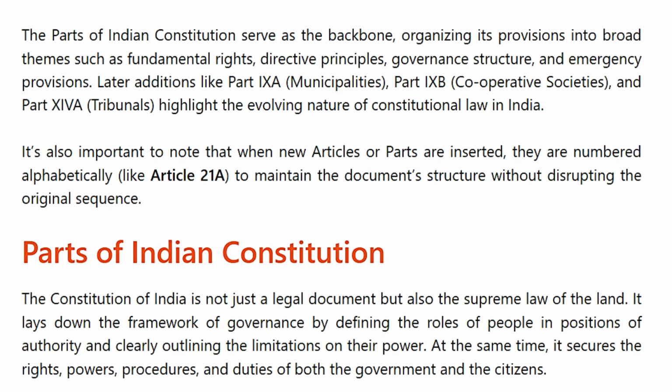Parts of the Indian Constitution. The Constitution of India is not just a legal document but also the supreme law of the land. It lays down the framework of governance by defining the roles of people in positions of authority and clearly outlining the limitations on their power. At the same time, it secures the rights, powers, procedures, and duties of both the government and the citizens.